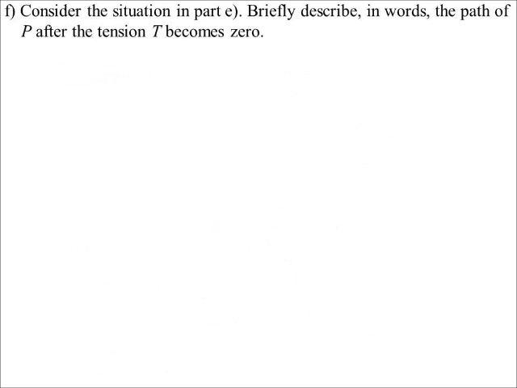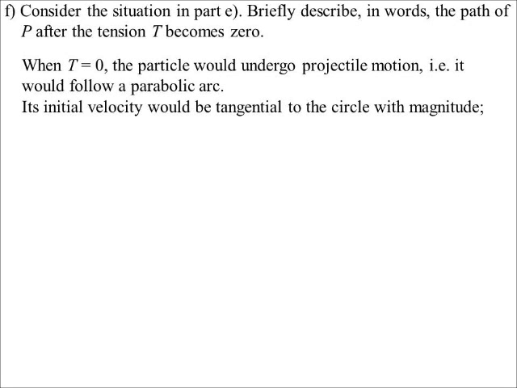They want us, and this is the bit you hate, words. This is not English. Briefly describe in words the path of P after the tension becomes 0. Okay. What's going to happen is, as soon as tension is 0, it's like the string's no longer connected. So what's going to happen to our yo-yo? It shoots off. It's like we've just done a projectile motion question, because we've given it an initial velocity at that point when T equals 0.